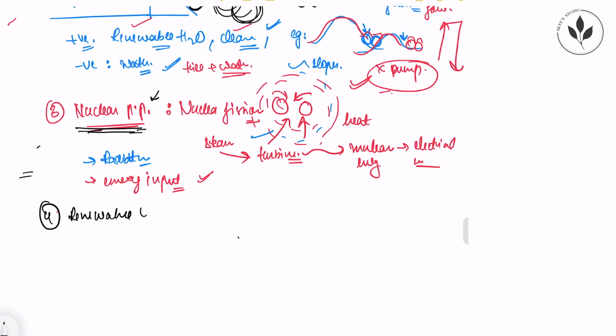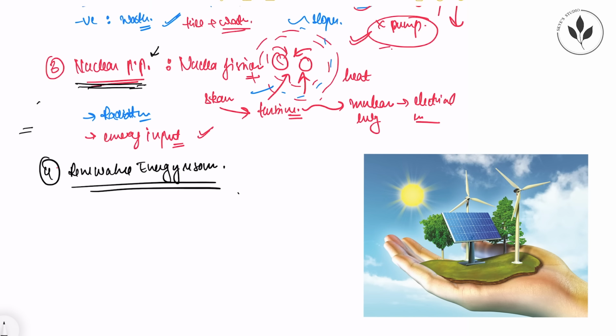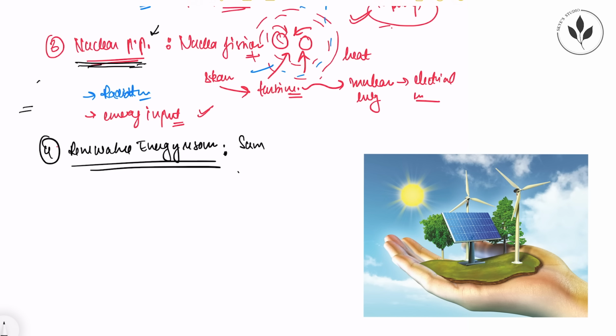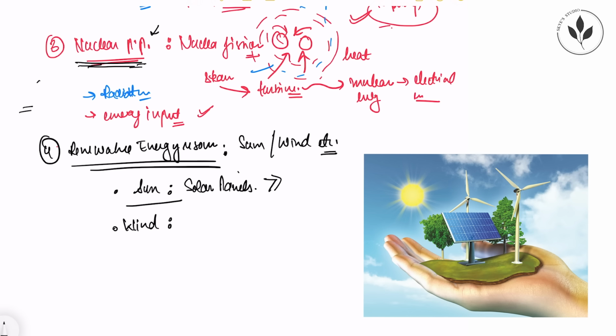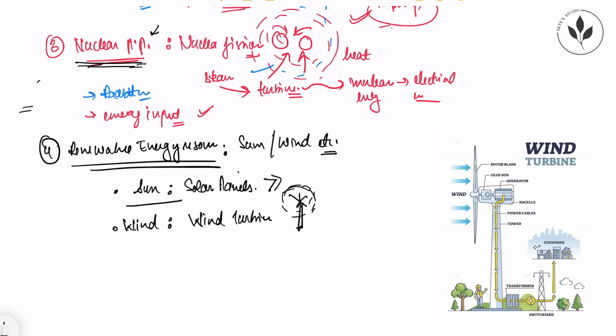Then the last is renewable energy resources. It includes all the power plants that run on renewable resources like sun, wind. So with the help of sun, we can use solar panels. And these solar panels can be used to produce electricity in our houses. With the help of wind, we can use windmills, or also known as wind turbines. So these can help in generating electricity.